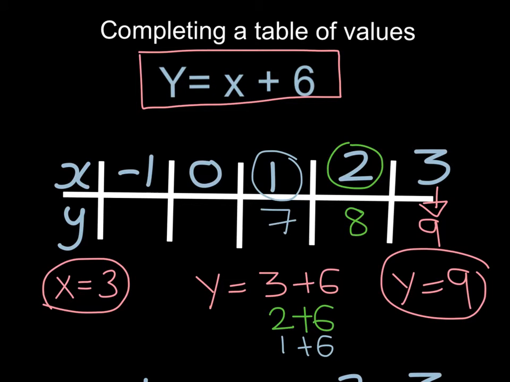We are literally just following the instruction, taking the x coordinate. So these are all of our x coordinates. Taking our x coordinate and adding on 6. So 3, add 6, 2, add 6, 1, add 6. Once you can see what's happening, you can then just use that process. Nothing, add 6 is 6, and minus 1, add 6 is 5.